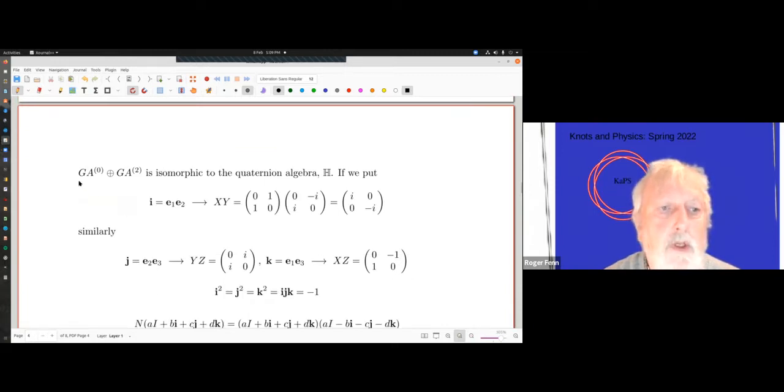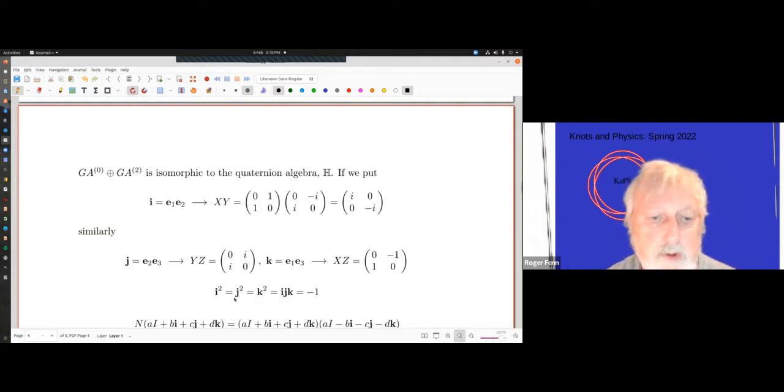Now, so we've had the Pauli matrices. Now we get the quaternion algebra H. If we put i equal to E1 times E2, which is X times Y, this is diagonal i, minus i, so that looks like a quaternion. j is YZ, so it's i down, and k is minus 1, 1.